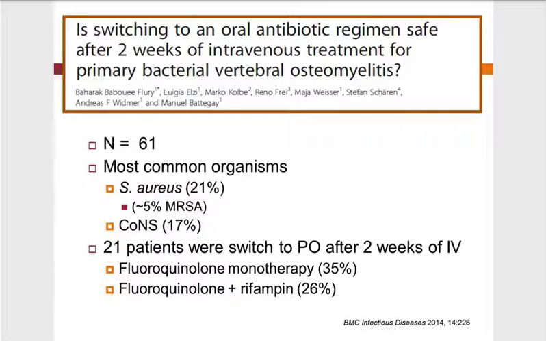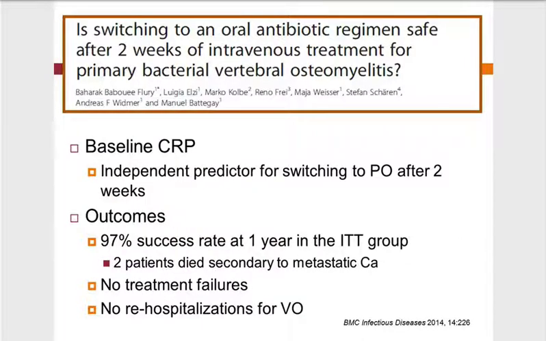So they basically also found no difference between the two groups. And what the authors found when they retrospectively looked back, what was the major deciding factor whether the ID physician would transition someone to orals, was the baseline CRP of the patient. So those who presented with higher inflammatory markers at baseline tended to stay on the IV therapy. Those who had lower inflammatory markers at baseline were transitioned earlier.